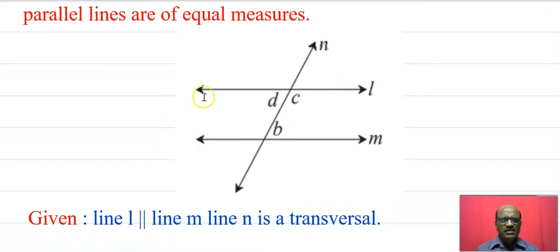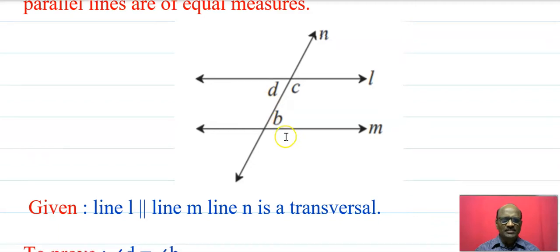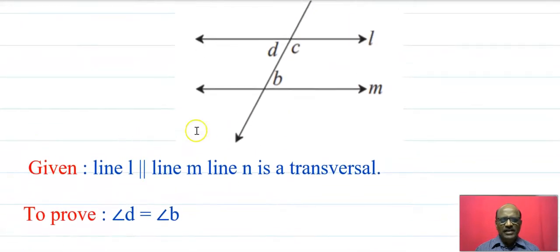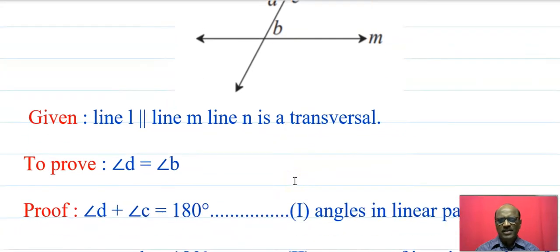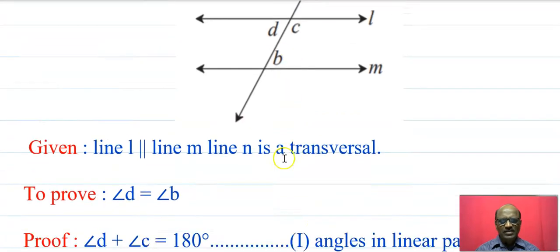Now the next: the alternate angles formed by a transversal of two parallel lines are of equal measure. Now in this figure, line L is parallel to line M, and N is their transversal. Angle B and angle D are the alternate angles, and we want to prove that measure of angle B is equal to measure of angle D. Given: line L is parallel to line M, N is their transversal. What we want to prove, we will write in the proof, that is angle D is equal to angle B.